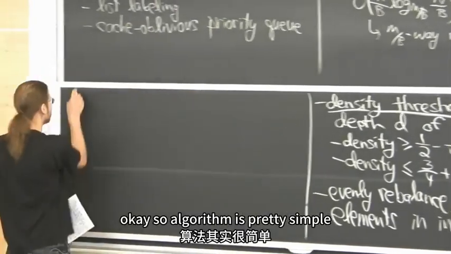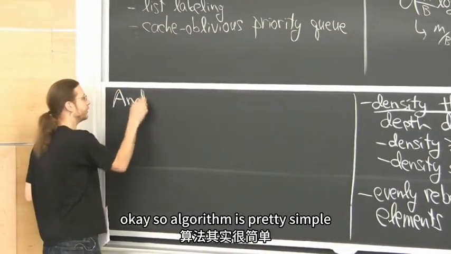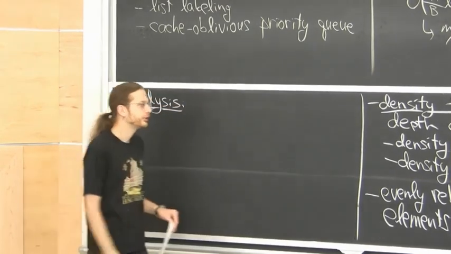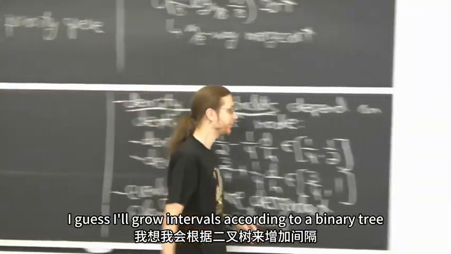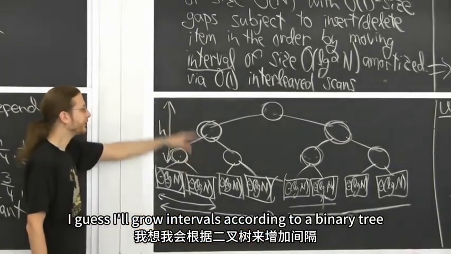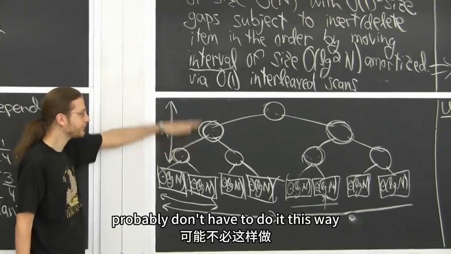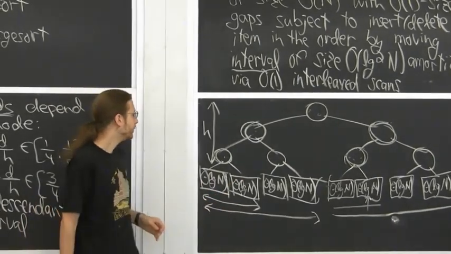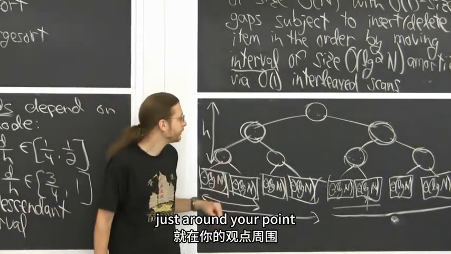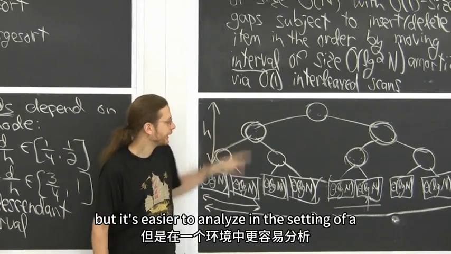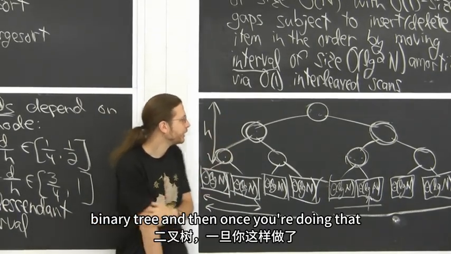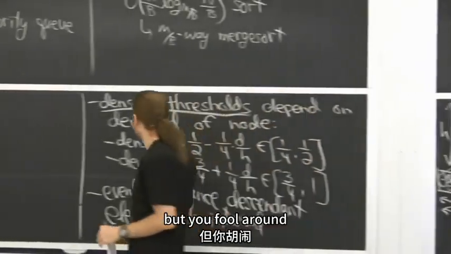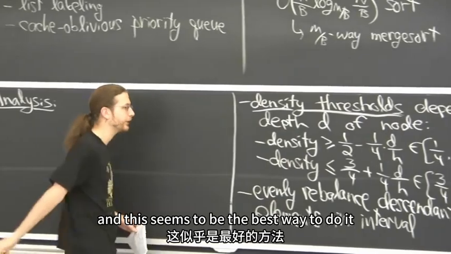Okay, so the algorithm is pretty simple. Once you say, okay, I'm going to grow intervals, then maybe you think, okay, I'll grow intervals according to a binary tree. It's a little bit more controlled. Probably don't have to do it this way. You could just grow them by a factor of 2 around your point, but it's easier to analyze in the setting of a binary tree. And then the tricky part is to set the density thresholds, but you fool around, and this seems to be the best way to do it.